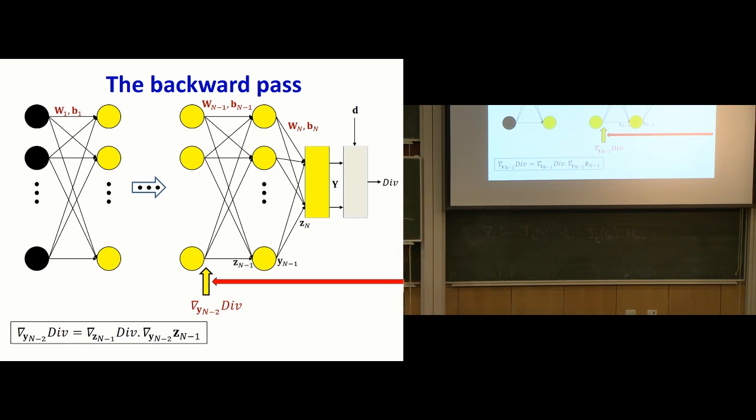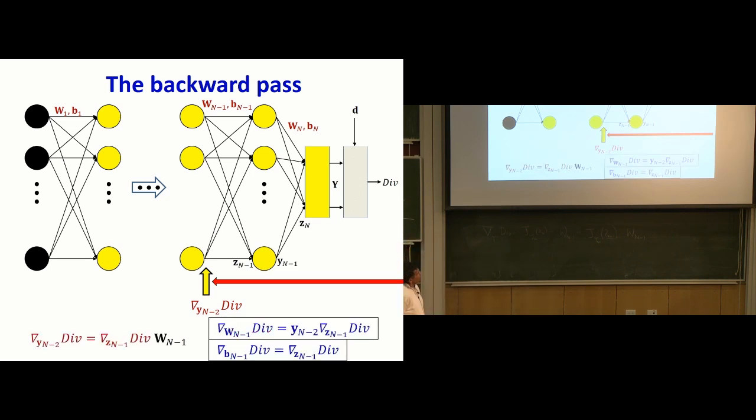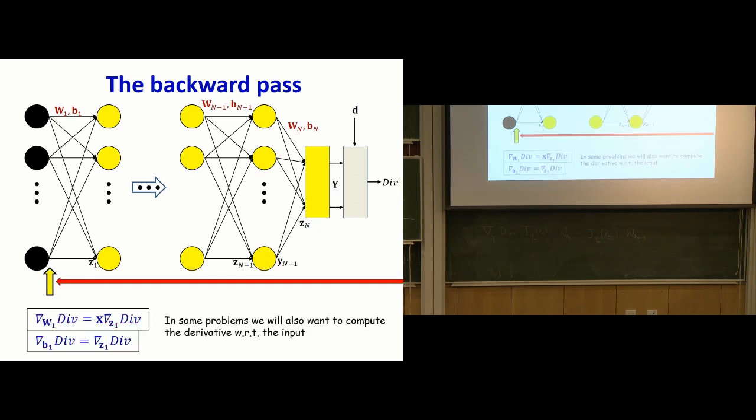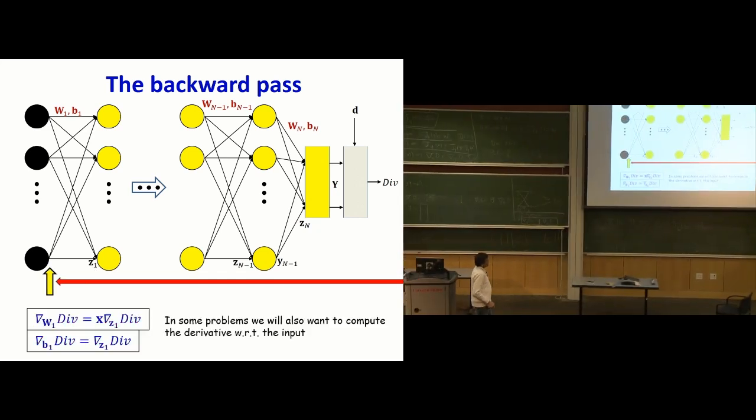Having done that, I can now take a step sideways and compute the derivative of the divergence with respect to these weights, which is going to be this y times the gradient of the divergence with respect to the z, that's this term here. And the derivative of the divergence with respect to the biases here is simply going to be the gradient of the divergence with respect to this z. And now I can move back. I can keep repeating the process, moving backwards, until I compute the gradient of the divergence with respect to the z's over here. And then from those, I can compute the derivatives with respect to the weights and biases.